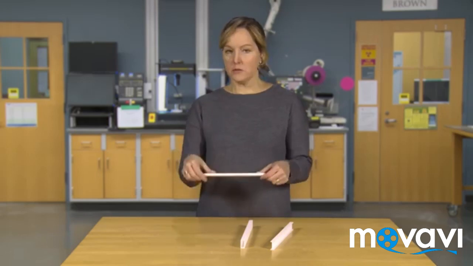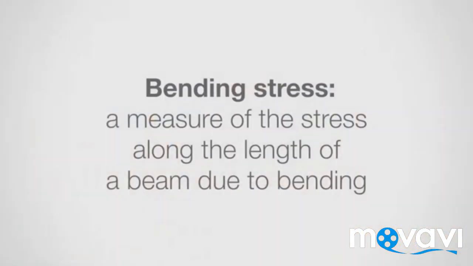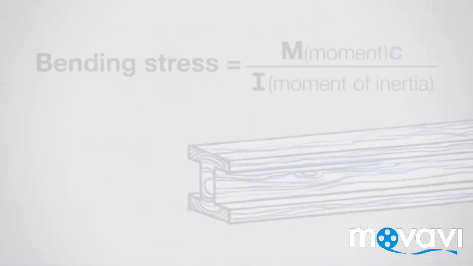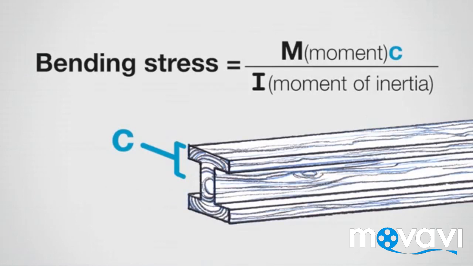The other thing we calculate with beams is a bending stress. It's a measure of the stress along the length due to bending. The equation for that is we take the moment and multiply by a value called C, and C is half the height, typically. So it's the distance from our neutral axis, or our bending axis.